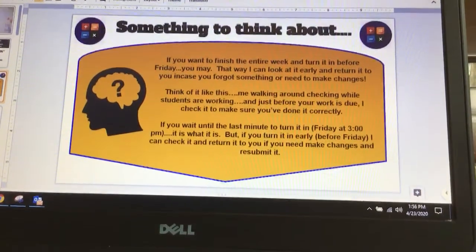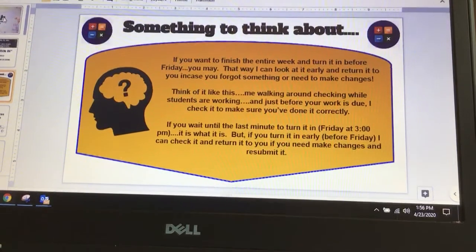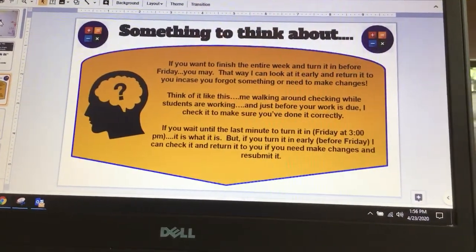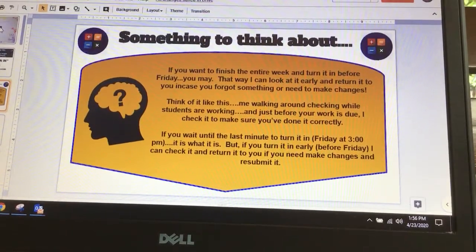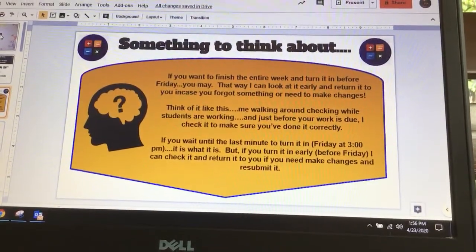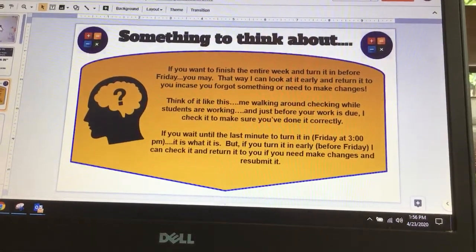If you wait until Friday at 3 o'clock and you skip a couple of pages or you get several questions wrong on the last assignment, then I've got to give you that failing grade, and when you redo it, the highest grade you can make is 70. But if you turn it in earlier than that, now by earlier I don't mean Friday at 2 o'clock, I mean like maybe sometime Wednesday or sometime Thursday, then I could possibly get it back to you and have you make some changes if you need to.